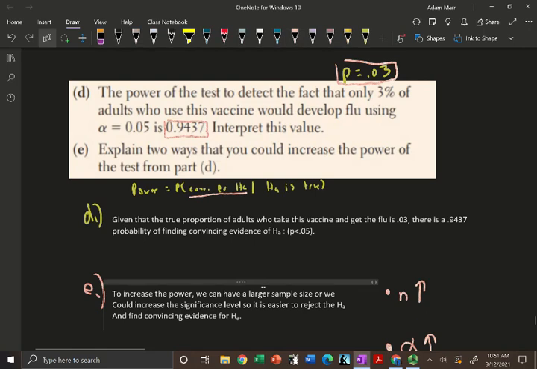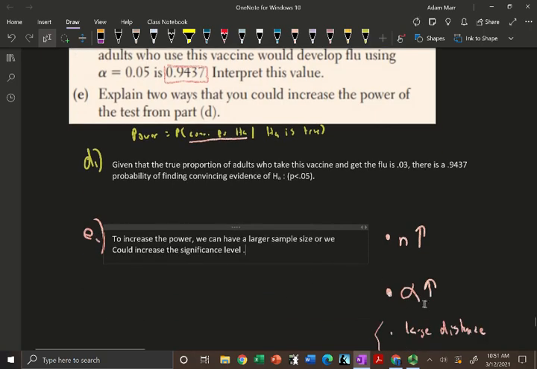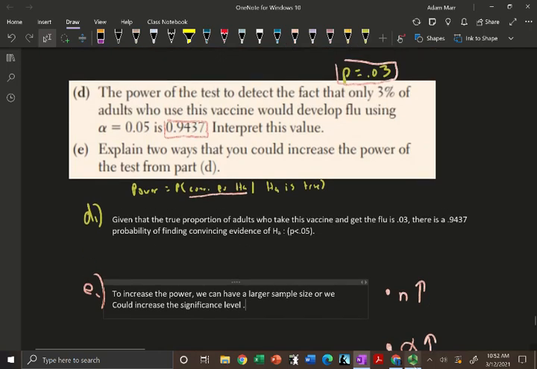The book actually just said to increase the power, we can have a larger sample size, or we could increase the significance level. You don't even need this last part, looking at the book's answer. You could just say this, but that's the explanation why: if we bring that up, it's easier to reject the null and find evidence for the alternative. All right, that is it. Hope you understood, guys.